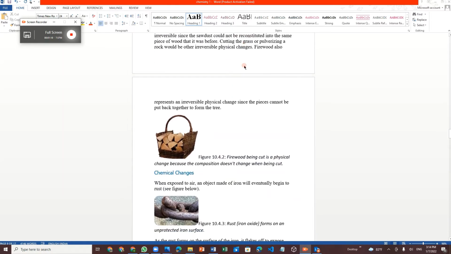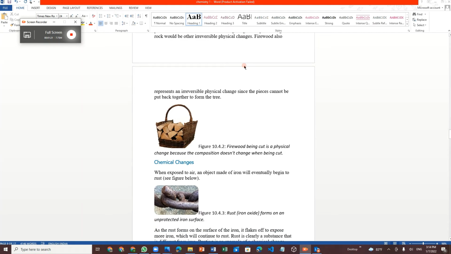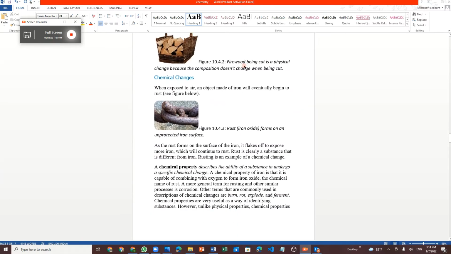But some of the physical changes are not reversible; they are irreversible. For example, if we cut the wood, it is a physical change only, and its composition doesn't change. But we cannot stick the wood back onto the tree. So some of the physical changes are irreversible, but most of them are reversible.